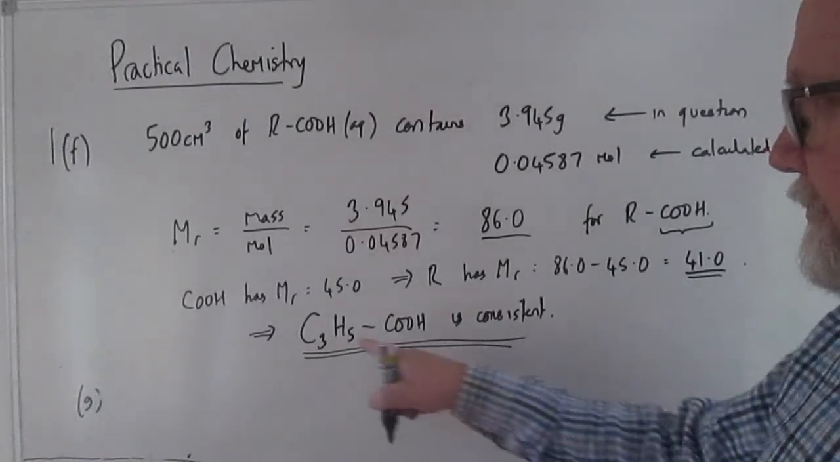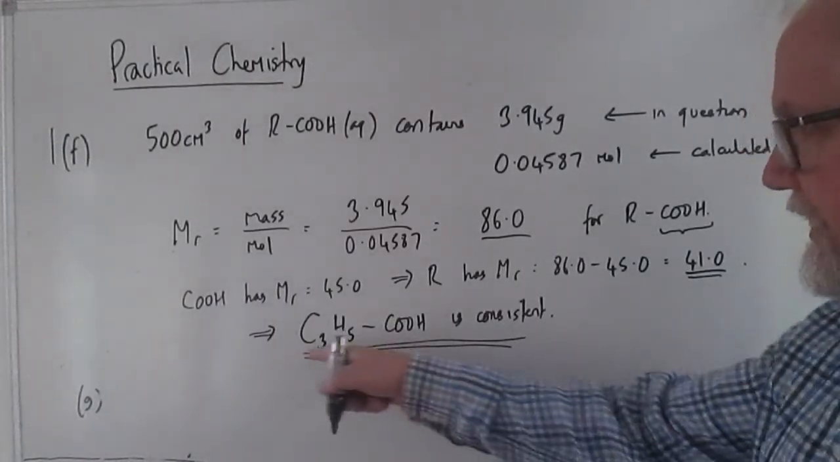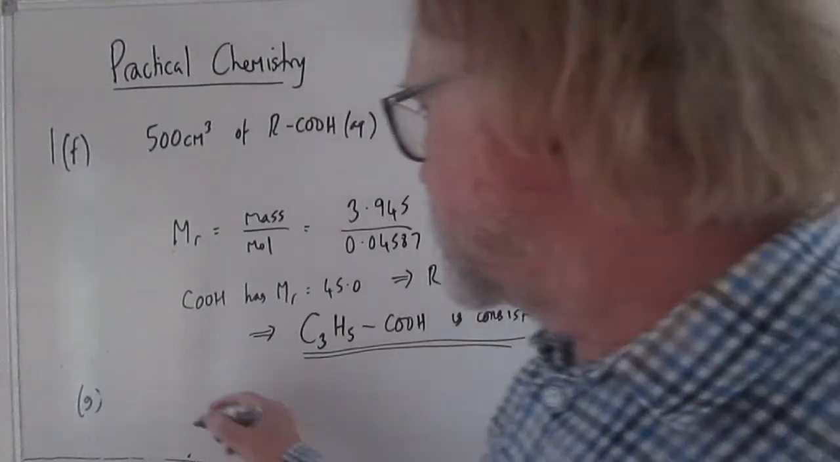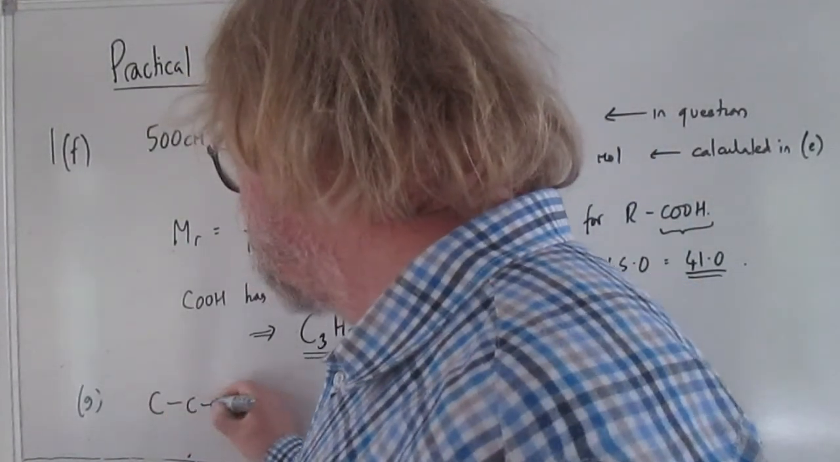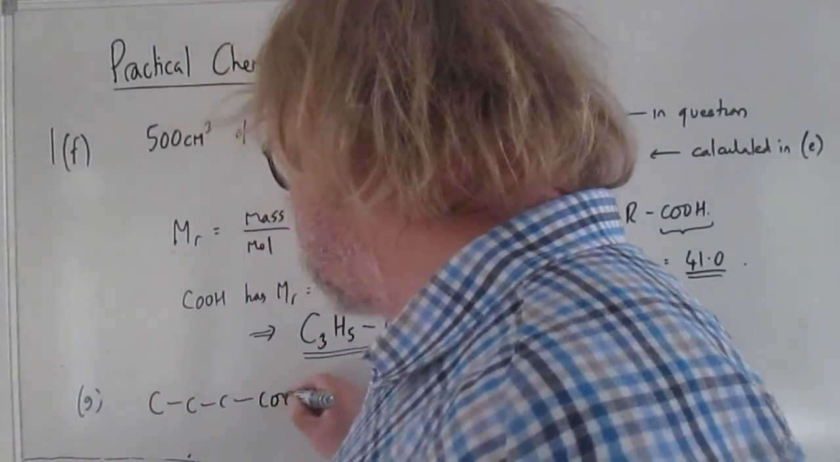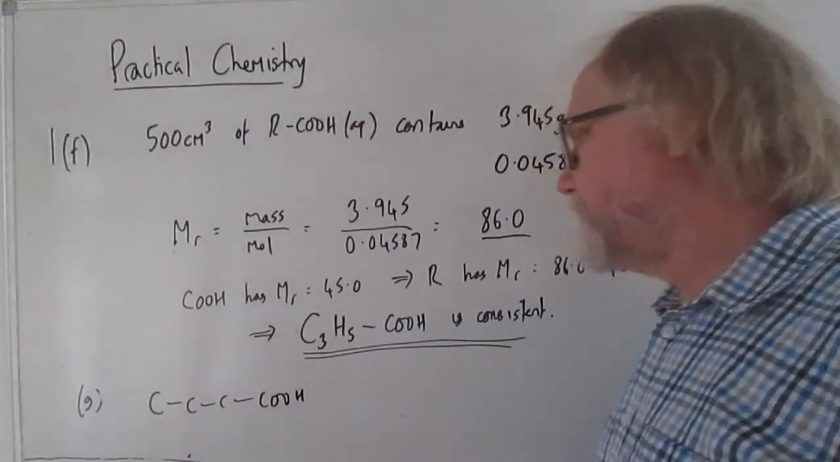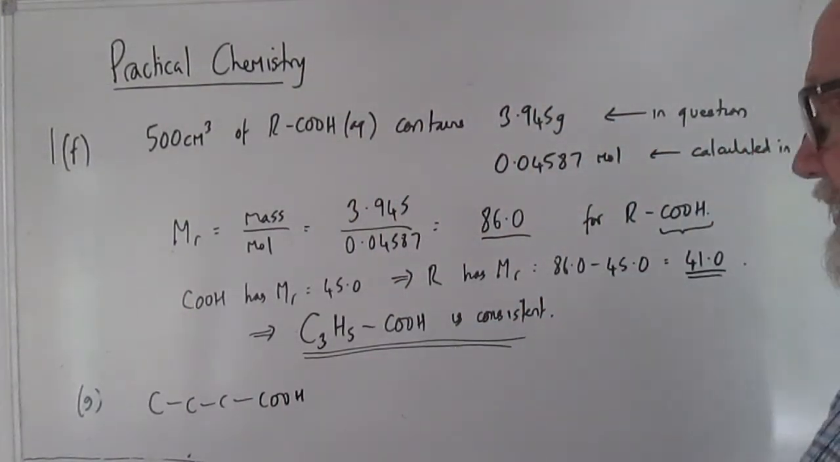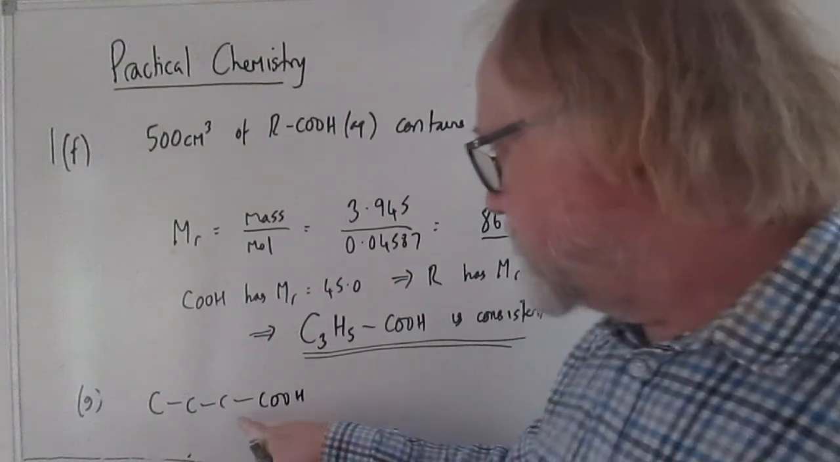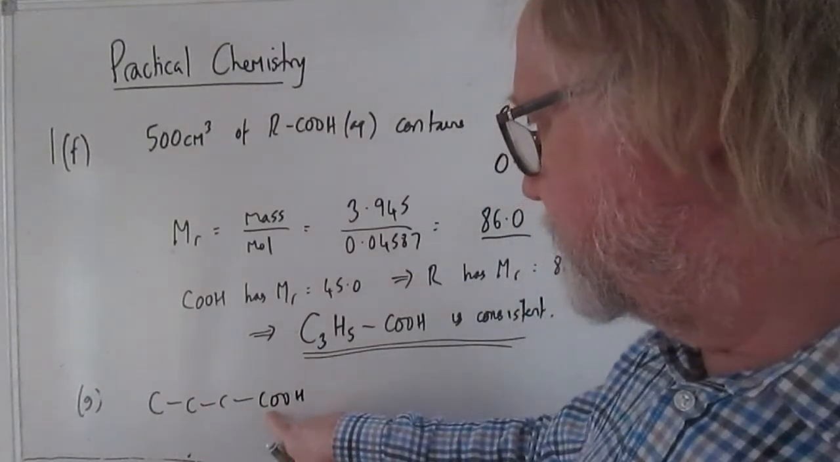So then you think, well, there are only 3 carbons in the R group, so there aren't actually that many possibilities. So we've got 3 carbons and then COOH. If we've got to put a double bond in there, it can't go here because this carbon would then have 5 bonds.